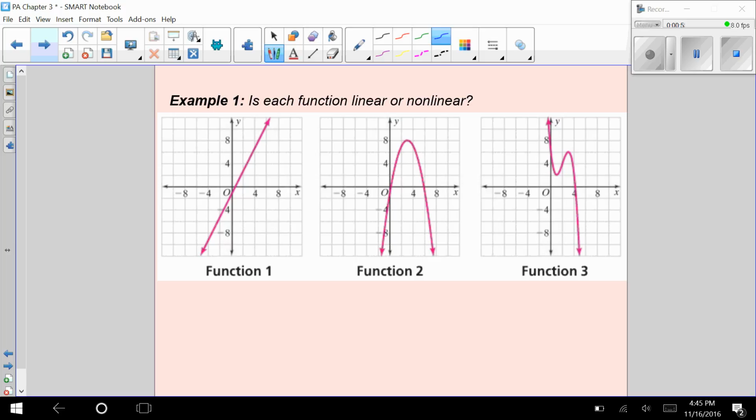So we're going to look and decide if each function is linear or nonlinear. Function 1, it is a straight line, so therefore it is linear. Function 2, that's not straight, it's a curve, so it is nonlinear. Function 3, again, curvy, not straight, means nonlinear.